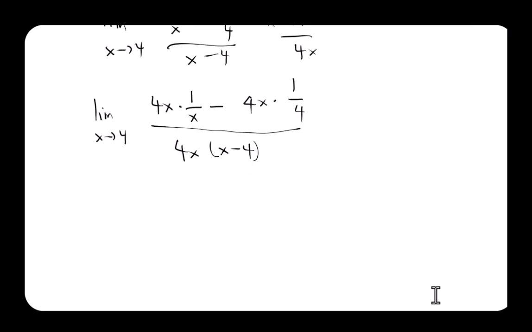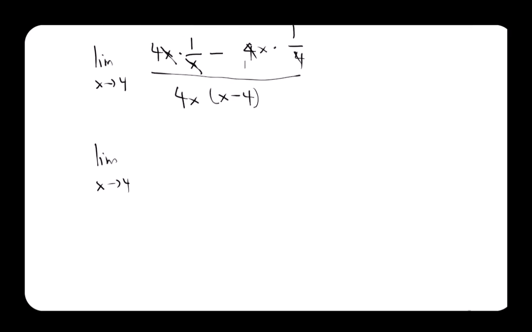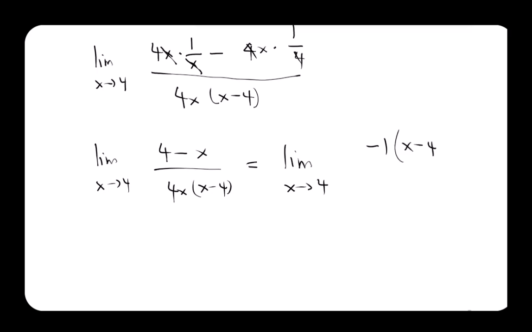Now this is going to give us limit as x approaches 4 of the expression. The x over here takes away the x over here, the 4 over here takes away the 4 over here, and at the end of the day we are going to have 4 minus x divided by 4x multiplying x minus 4. Now to rewrite this in another form, that's going to give us limit as x approaches 4 of the expression negative 1 out x minus 4. We just factorize negative 1 out to change the expression. So divided by 4x multiplying x minus 4.